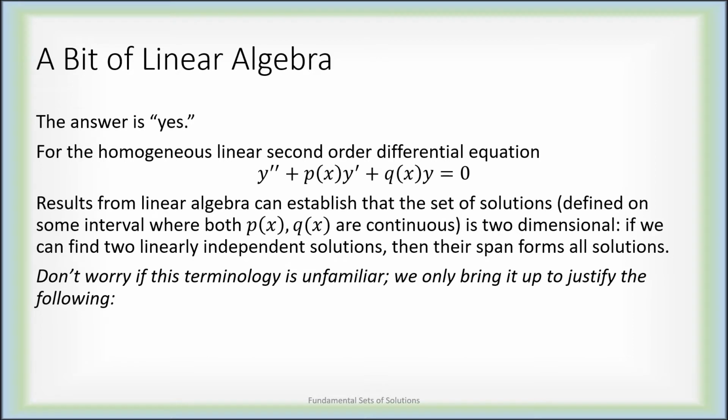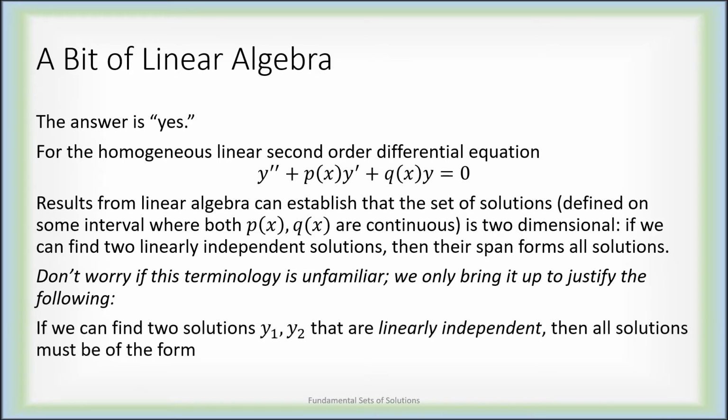We're really not delving into the theory here. We're just trying to justify the following statement. If we can find two solutions, y1 and y2, that are linearly independent, then all possible solutions must be some multiple of y1 plus some other multiple of y2. So c1 and c2 are different constants. They might be the same constant, but presumably they're usually going to be different.